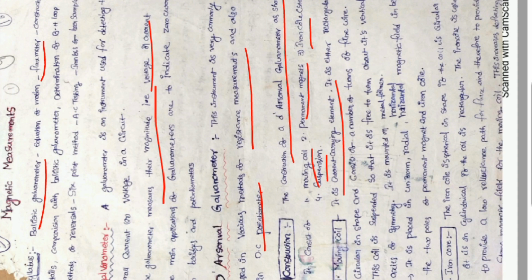The construction is like this. The coil is suspended so that it can freely move about its vertical axis of symmetry. It is mounted on a metal former. Based on the metal former, eddy current damping is possible. It is placed in a uniform radial horizontal magnetic field between two poles of a permanent magnet and iron core. The purpose of the moving coil is to carry the current to show the deflection.